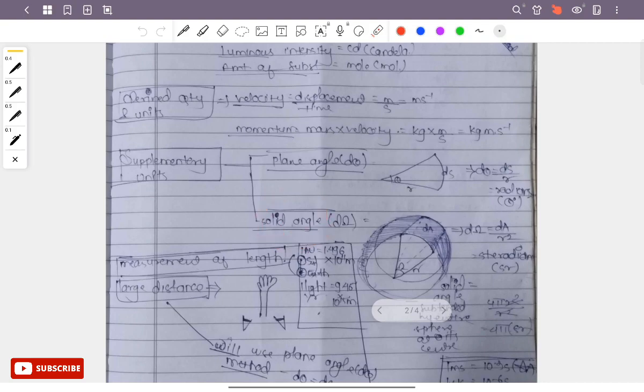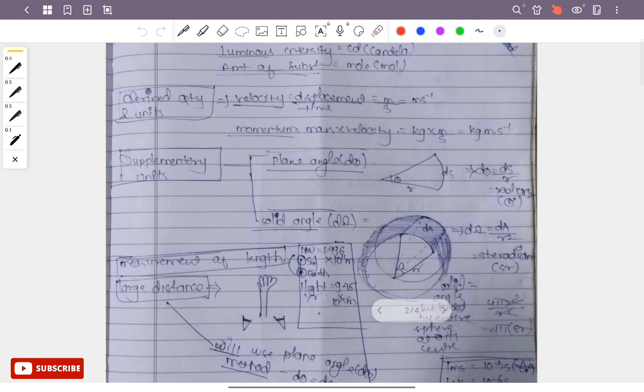Solid angle, it is the angle to find in the three-dimensional. Let's consider this is the sphere. Okay, in this picture you can't see the proper sphere, but let's consider you have a ball in your hand. Okay, so if I tell you what is the angle at the center, what is the solid angle at its center, so how can we find it?